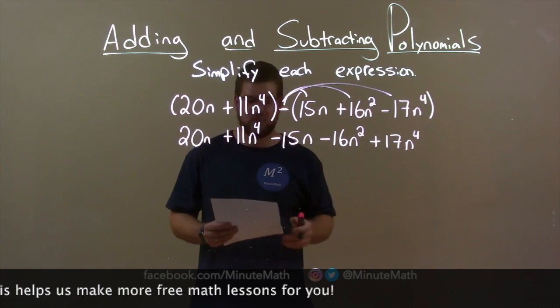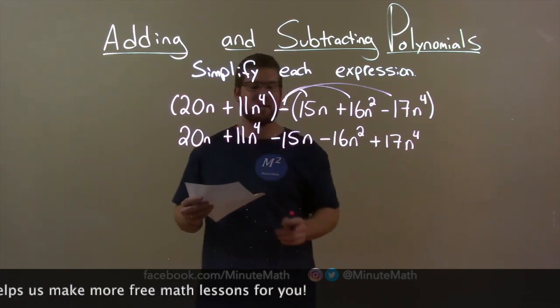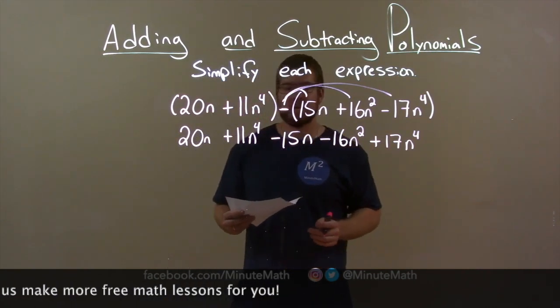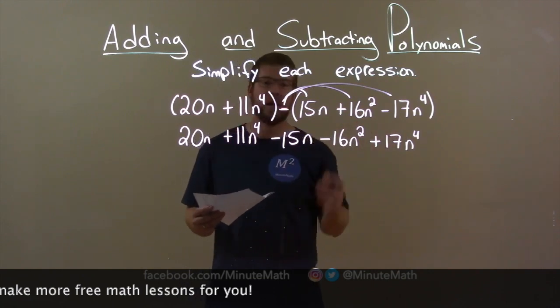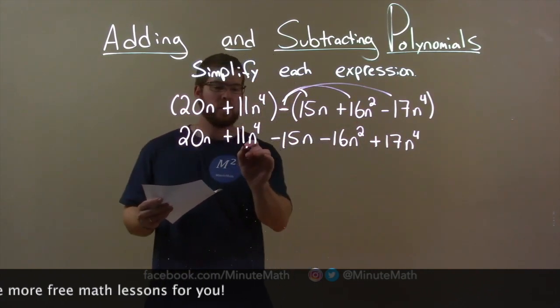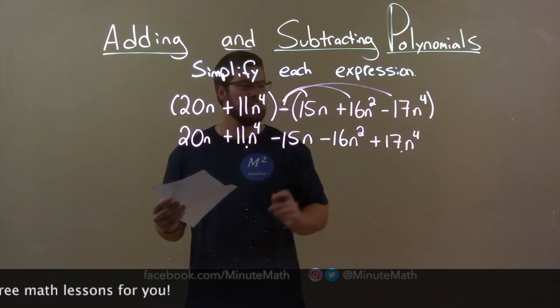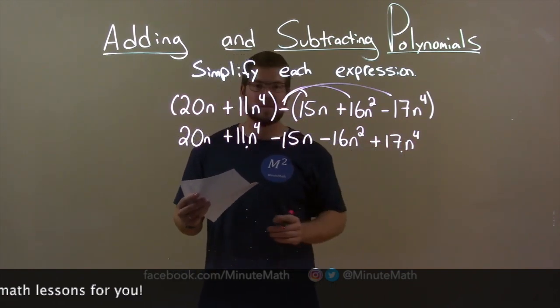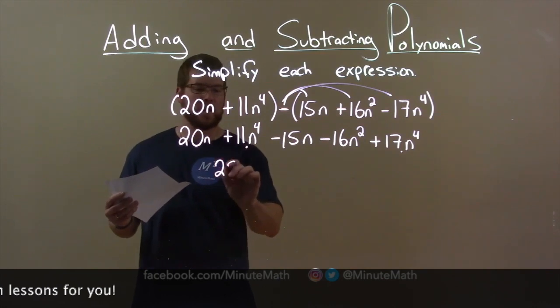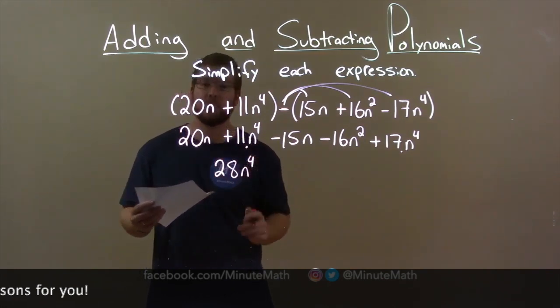So now let's combine our like terms. Let's start with the highest degree. We have 11n to the fourth and 17n to the fourth. N to the fourth is the highest degree that I see. Put a little dot underneath each one here to show that I'm combining it and bringing it down. And 11n to the fourth plus 17n to the fourth is 28n to the fourth.